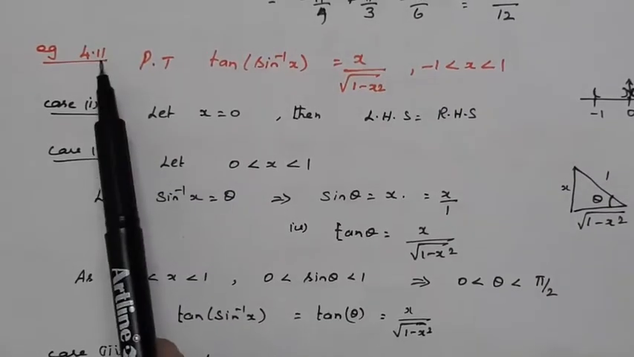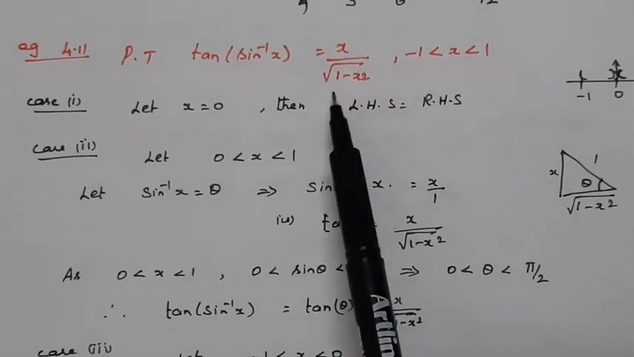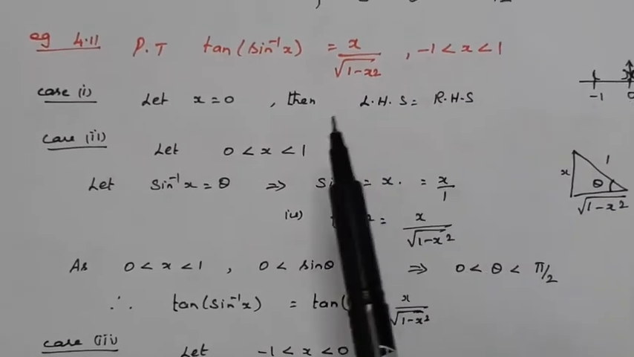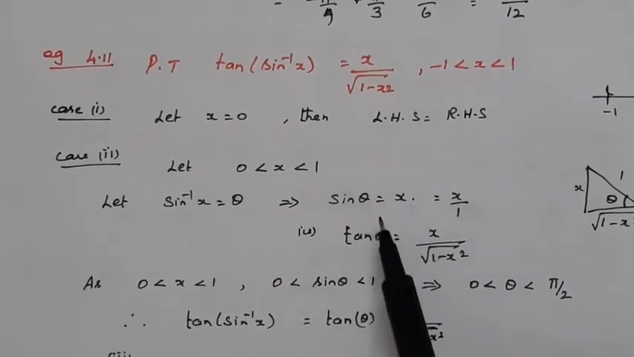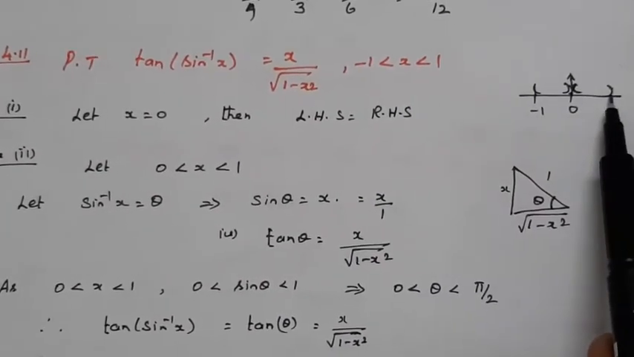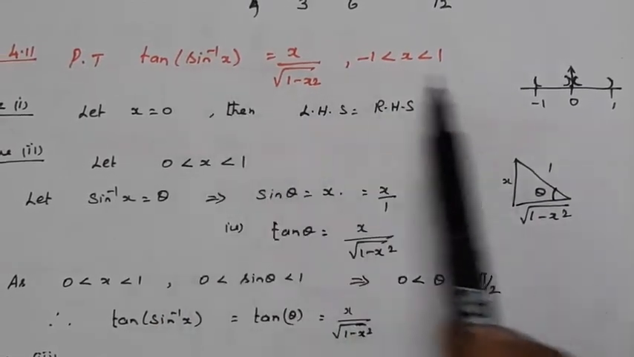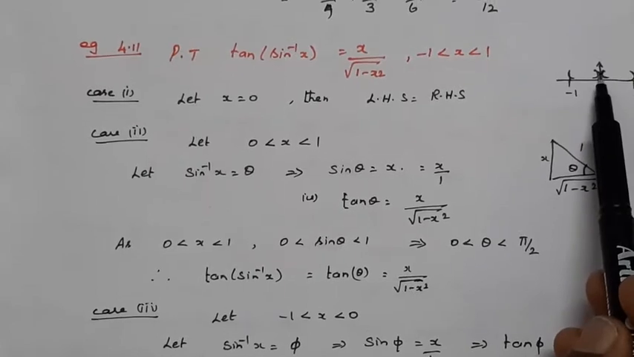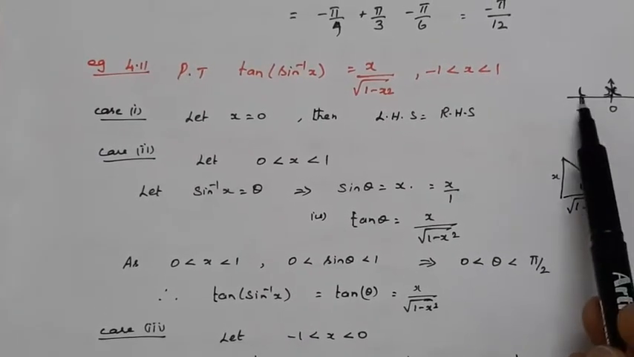Next, example 4.11. Prove that tan of sin inverse of x is equal to x by root of 1 minus x square, where x ranges from minus 1 to plus 1. Okay. So we are going to do this problem by taking 3 cases, right? x should take values from minus 1 to 1. We are going to prove this by taking 3 cases. That is by taking x is equal to 0, x belonging to the open interval 0 to 1, and x belonging to the open interval minus 1 to 0.